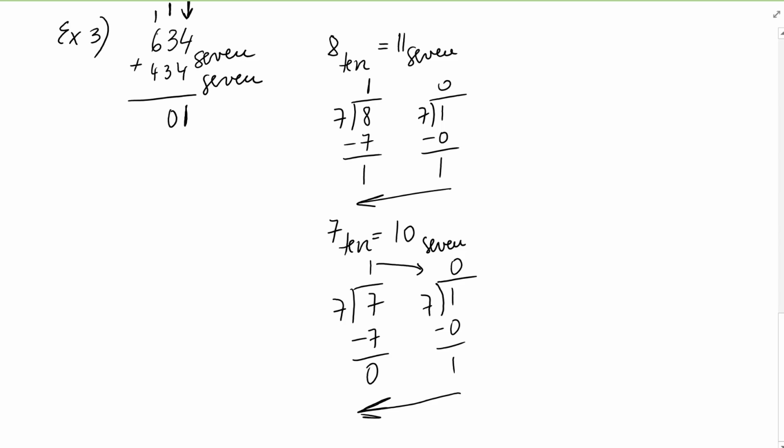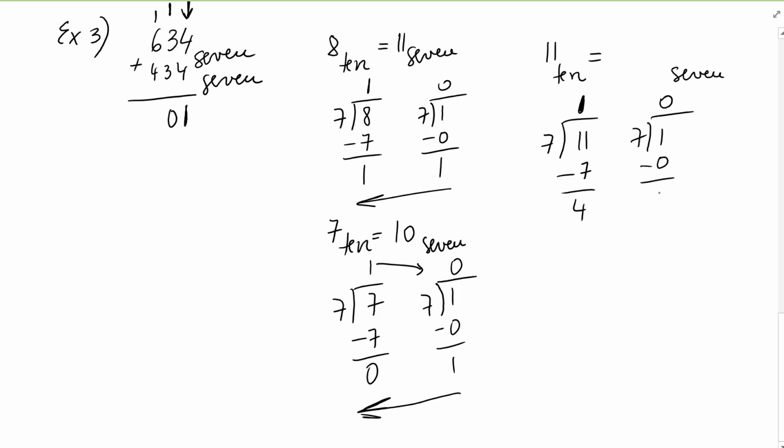1 plus 6 plus 4, that is 11. So 11 in base 10 is what in base 7? So 11 divided by 7. 7 goes in 11 one time. 1 times 7 is 7. Subtract 4. 1 divided by 7 is 0. 0 times 7 is 0. Subtract 1. If we copy it from right to left, we get 1, 4. So we put 1, 4, 0, 1 in base 7.